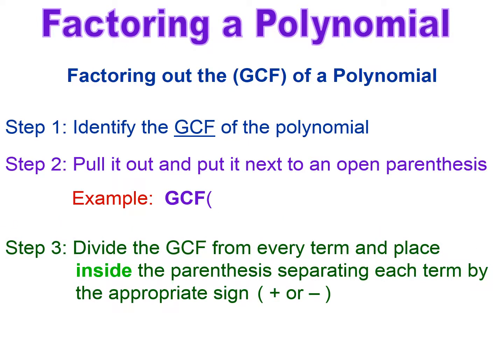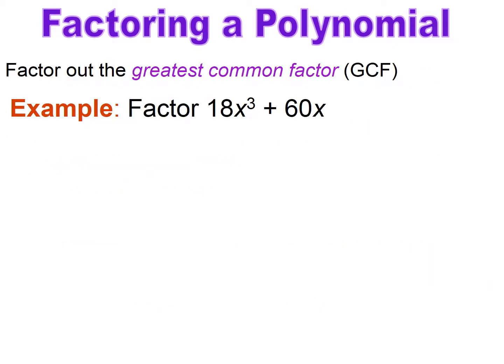Then you're going to take that GCF and divide it from every term, placing it inside the parentheses separated by the appropriate sign, whether it's a plus or minus. So you're going to take the GCF, you're going to divide it out of the original polynomial, and what is left will go inside the parentheses. So let's see what this looks like.